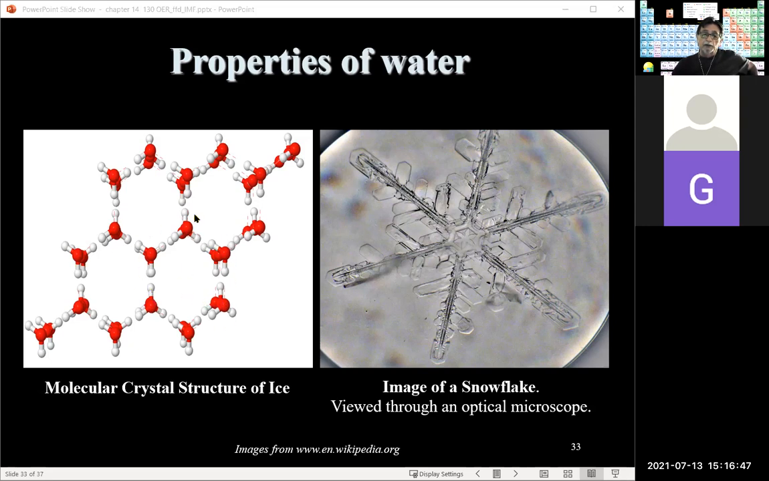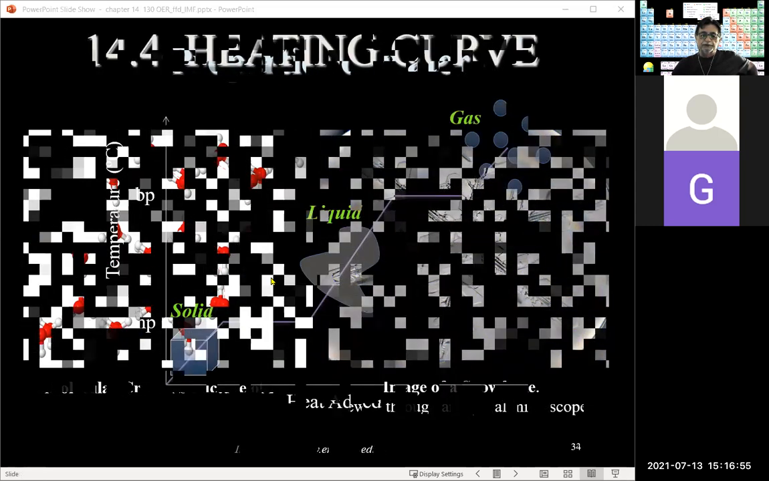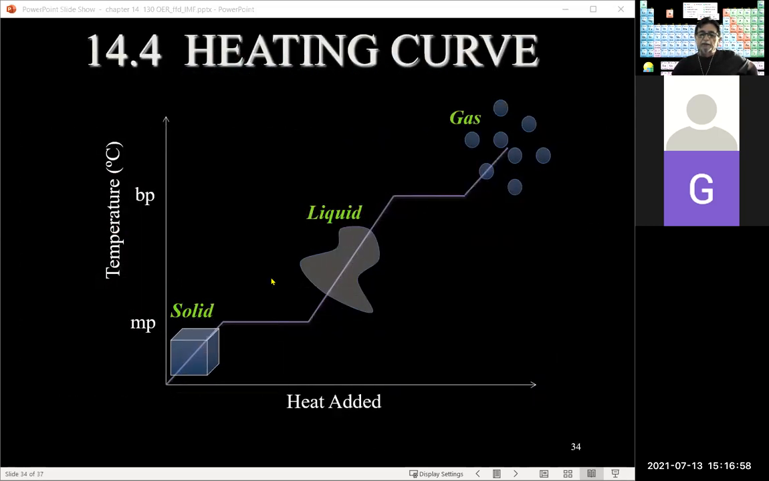In the lab, nature tends to pick the 6-member hexagonal shape. It's found a lot in nature. Interesting. All right, let's talk about heating curves. We're almost done with this chapter here.